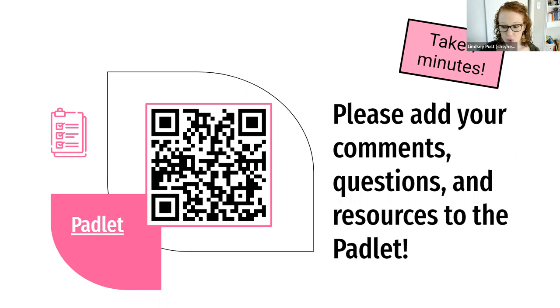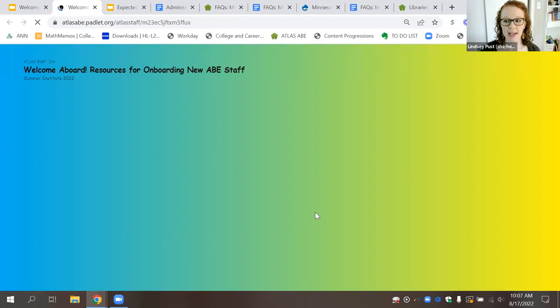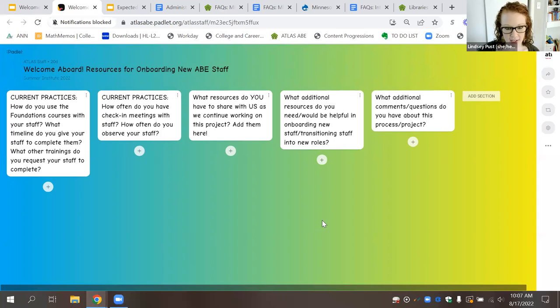So if you have a QR code and you like doing it that way, awesome. You can use that QR code on the screen. Otherwise, you can click on the link that's in the chat. And the Padlet, these are just more questions. You may have given me some of this information, but there are more questions, because one of the main objectives is gathering your feedback and your input.